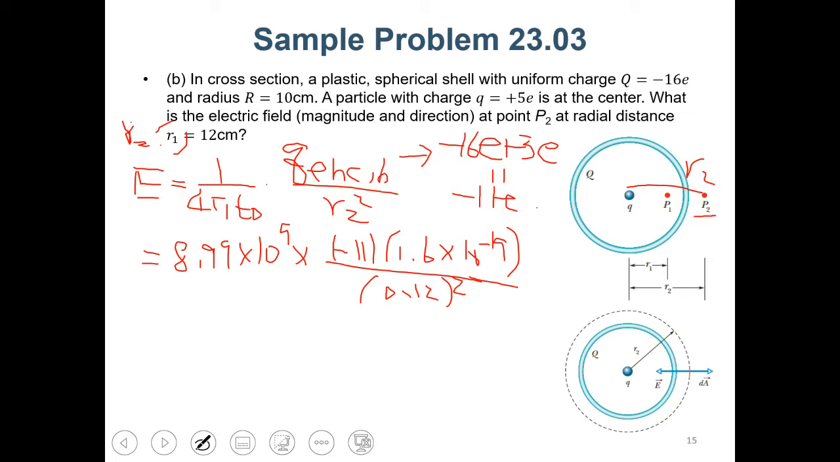You must be very careful about the SI unit, because the SI unit for length should be meter, not centimeter, so you need to convert it into meter. But sometimes if you have a ratio between two lengths which are both in centimeter, then they will cancel and it's just fine. You don't really need to convert. But if it appears just once, you should use meter rather than centimeter. So the answer is minus 1.1 Newton per Coulomb.